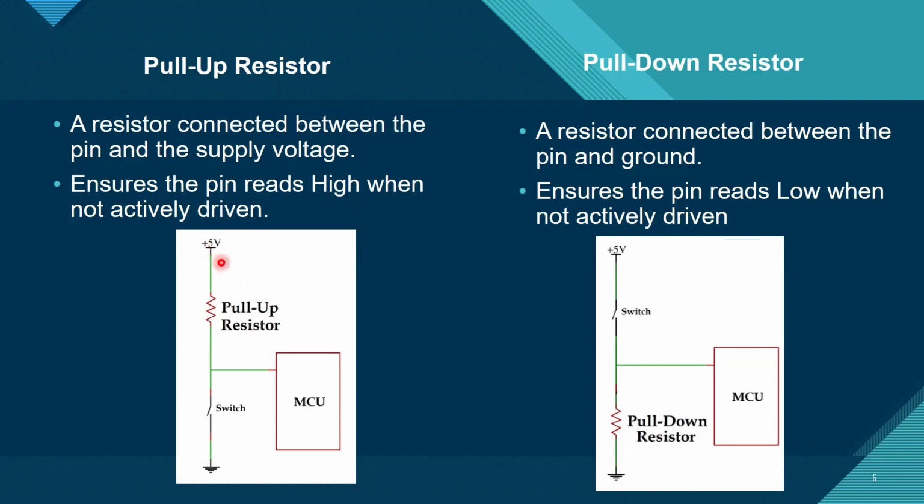So by default, the pin will read high state. When the switch is pressed, the pin will read low state. This is about pull up resistor. And talking about pull down resistor, the resistor is connected between the pin and the ground. So by default, the pin will read low state. When the switch is pressed, the pin will read high state.